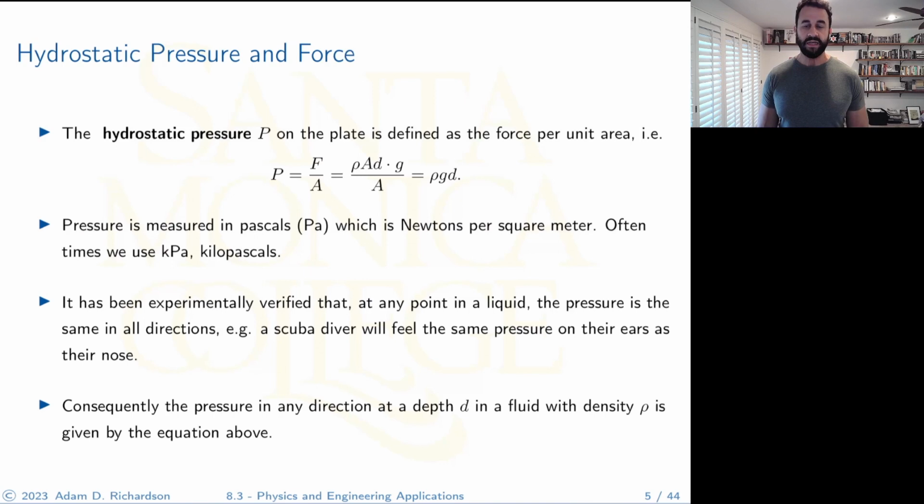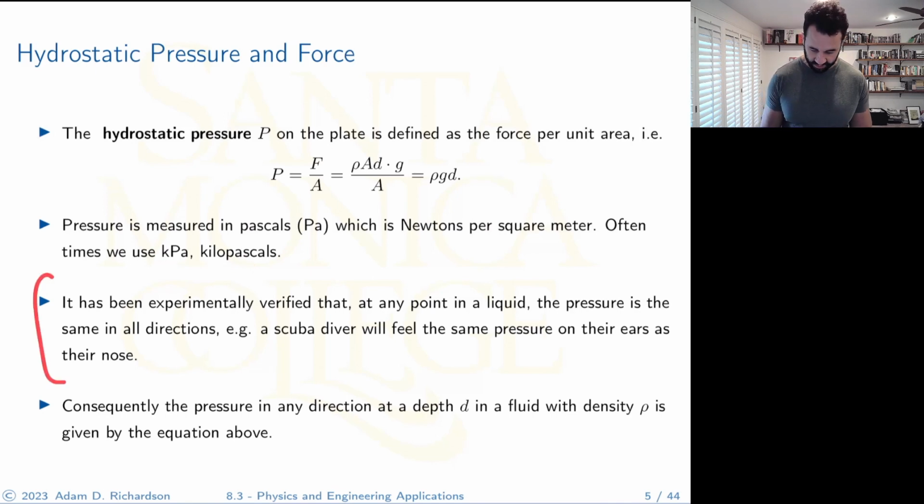That's what pressure is. It's basically how much force is being exerted on each piece of area, per unit area. So pressure P is force divided by the area. We calculated the formula for the force. The area is given by A, and so the pressure is given by rho g d. So pressure is measured in pascals, which is newtons per square meter. Oftentimes we use kilopascals or kPa.